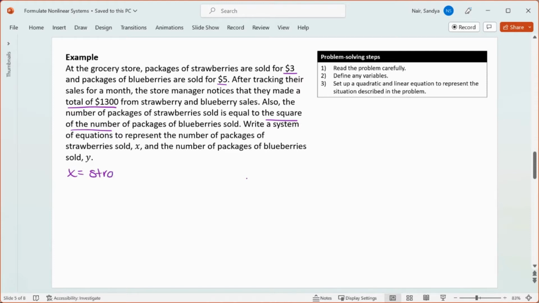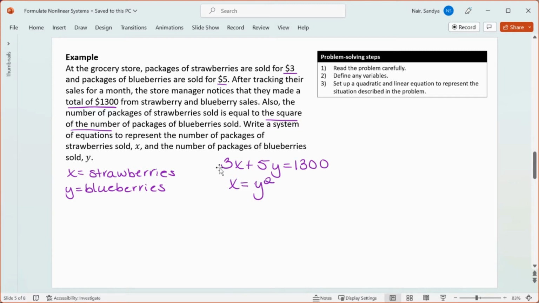So X is the number of packages of strawberries, and Y is the number of packages of blueberries. So we have some information given to us in this problem, right? We know that the total sales is $1,300. So if we get $3 from each package of strawberries and $5 from each package of blueberries, that equals our total of $1,300. And then we also have our second equation because it tells us that strawberries is equal to the square of the number of blueberries. So we have x equals y squared. So these are going to be the two equations in the system of equations that represents this problem.